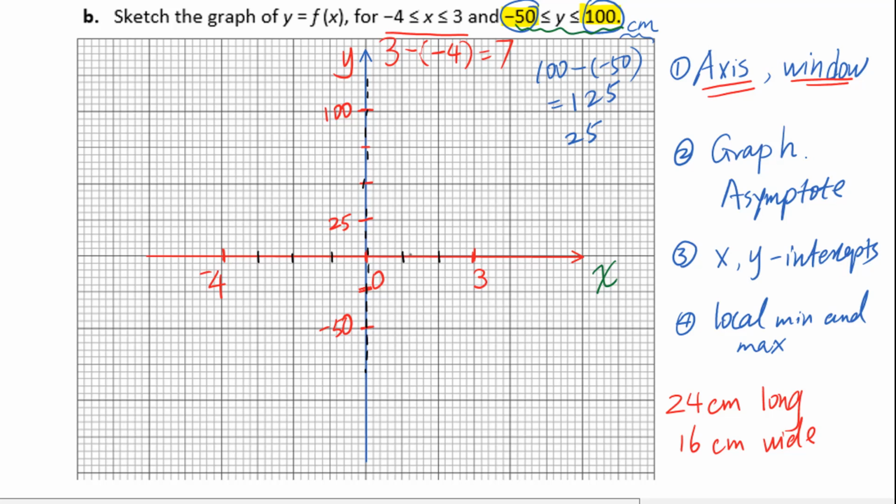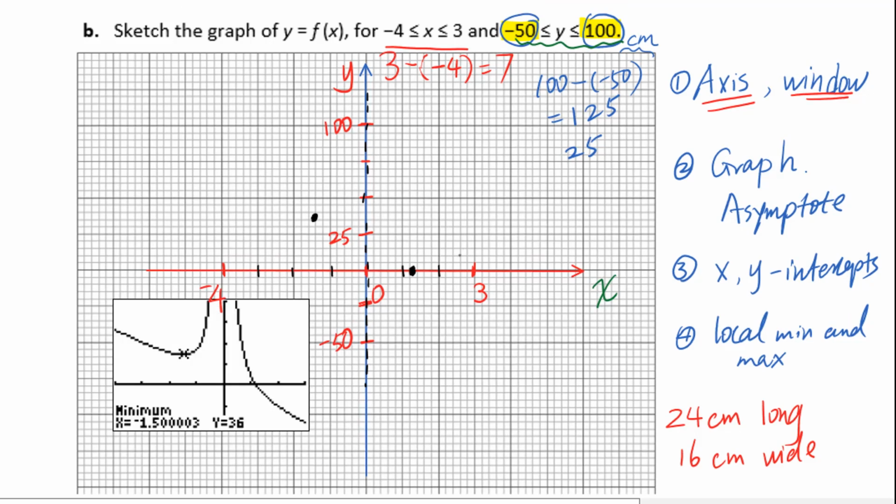1.19. Let's label here. Just estimate. The minimum point is -1.5 and 36. This is 36, just estimate. You don't have to be accurate. So it will be here.